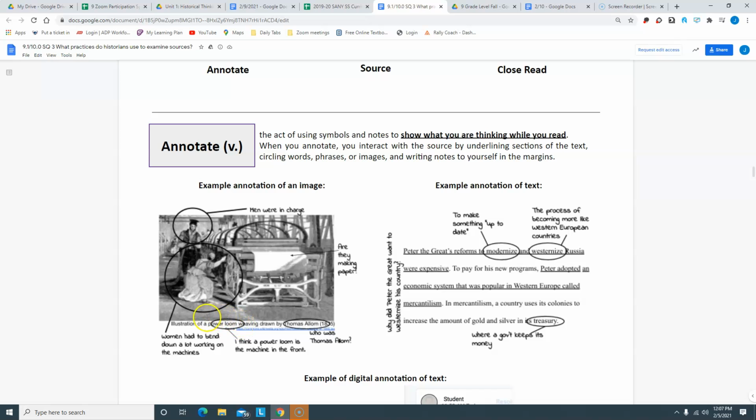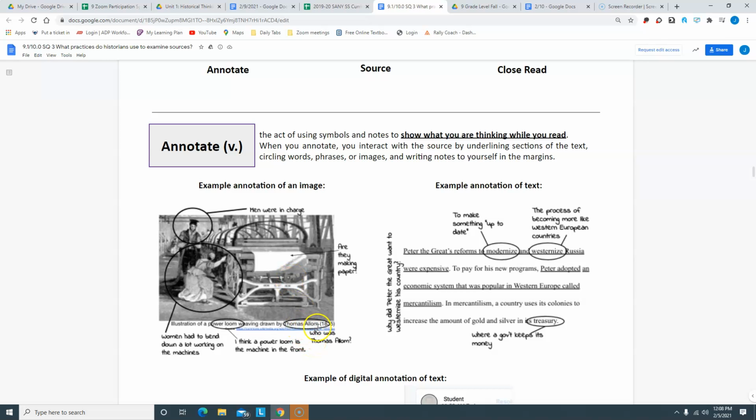So the person circled the words power loom. I think a power loom is the machine in the front, all right? So this person is thinking that this machine is the power loom. And they drew an arrow to it saying, are they making paper? Well, maybe we can't tell. Maybe we don't know. That does look like paper. So writing even your questions down about what you think this may be can be very helpful.